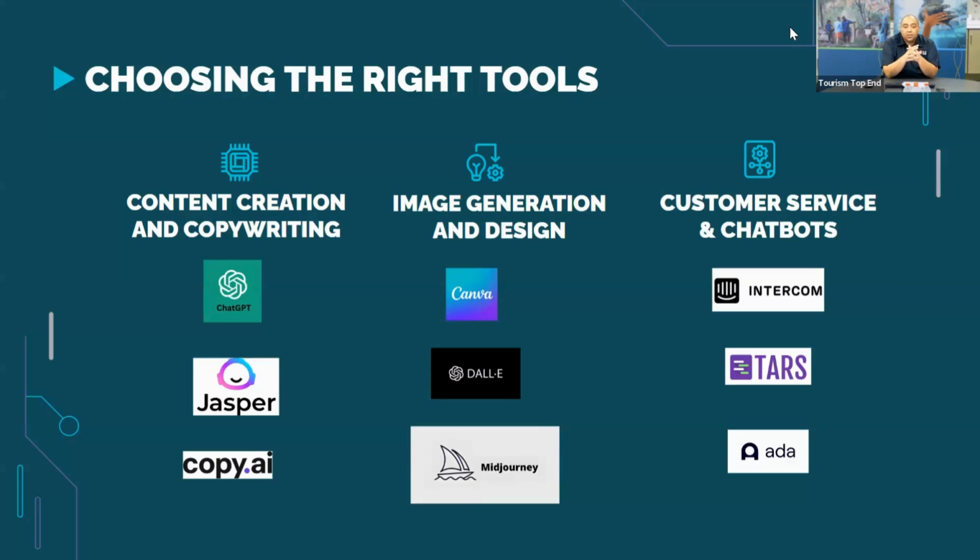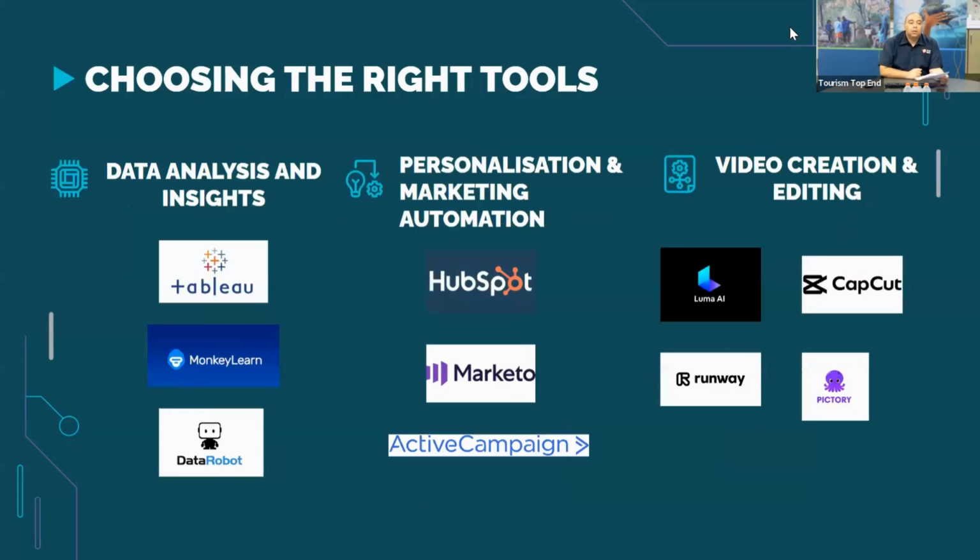Then if you're looking at customer service, these are just a couple of examples: Intercom, which I've used, and it's really easy to set up. There's also Tars and Ada. There are all of these for data analysis and insights. Tableau has been around for a long time, and it has recently added an AI layer. MonkeyLearn and DataRobot are all much better at analyzing data than ChatGPT. But again, if you want to get started, ChatGPT is a good place.